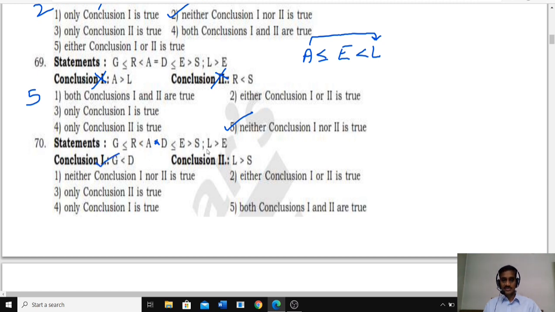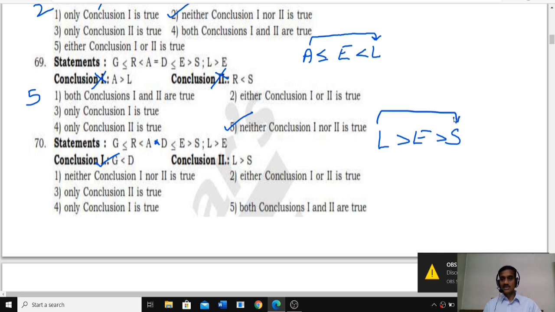Now L and S. L is here, S is here. Which element is common? E is common. L greater than E. E greater than S. That means L greater than E, and E greater than S means L greater than S is 2. L greater than S, that is 2. Hence both the conclusions are true, both 1 and 2. And it is in choice 5, question number 70. Done with this? The first set, 5 questions were given under coded inequalities.